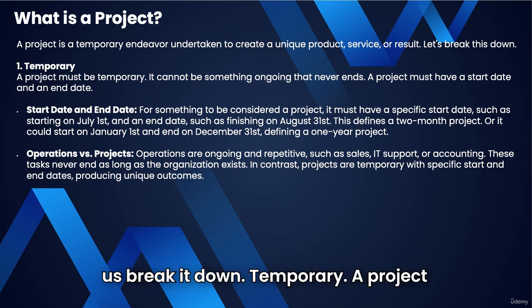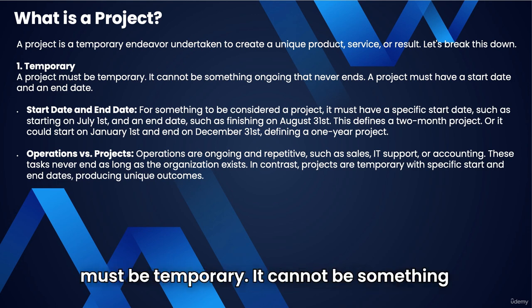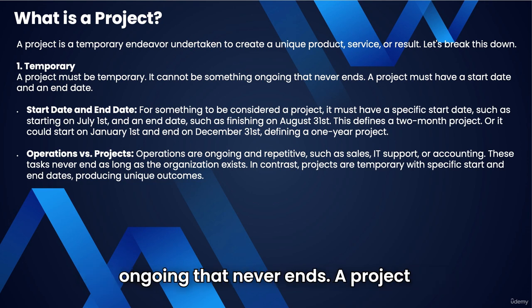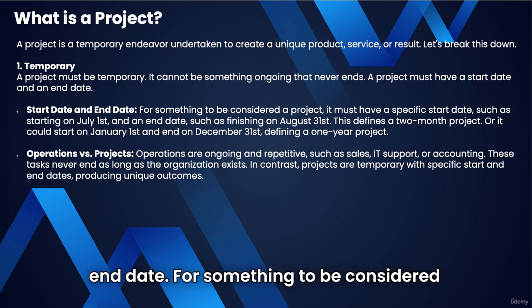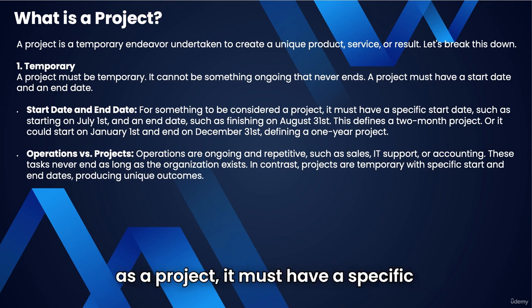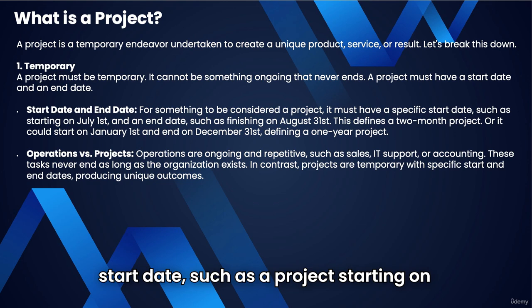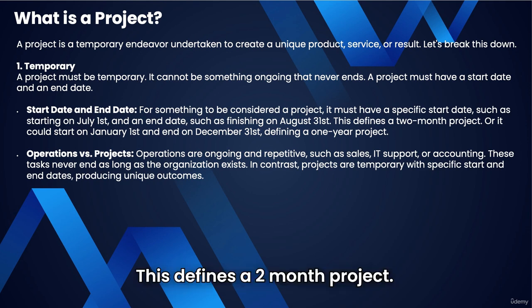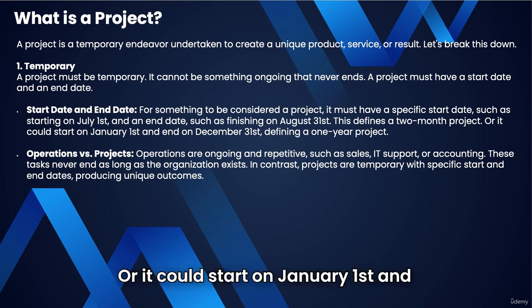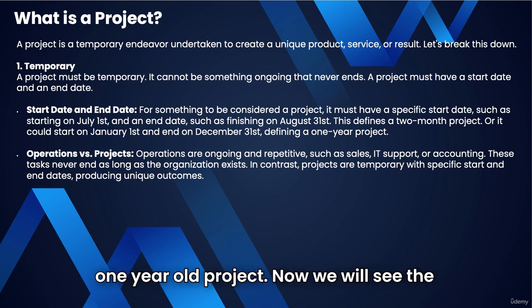Now let's break it down. Temporary. A project must be temporary. It cannot be something ongoing that never ends. A project must have a definite start date and an end date. For something to be considered a project, it must have a specific start date, such as a project starting on July 1st and an end date such as finishing on 31st August. This defines a 2-month project. Or it could start on January 1st and end on December 31st, defining a 1-year project.